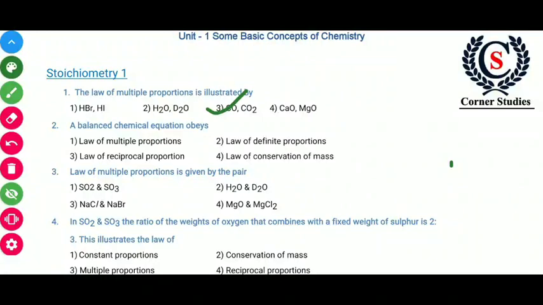A balanced chemical equation obeys: law of multiple proportions, law of definite proportions, law of reciprocal proportions, law of conservation of mass. Answer: law of definite proportions. Next, the law of multiple proportions is given by the pair: SO2 and SO3, H2O and D2O, NaCl and NaBr, MgO and MgCl2. What is the answer? SO2 and SO3.